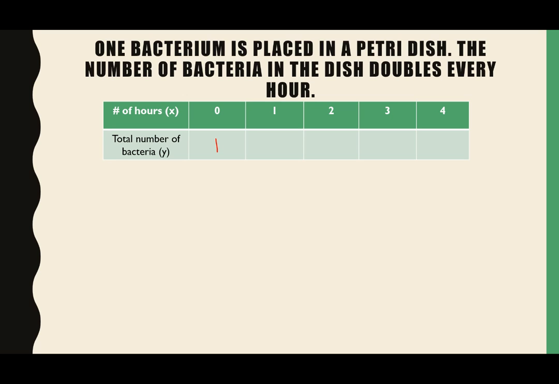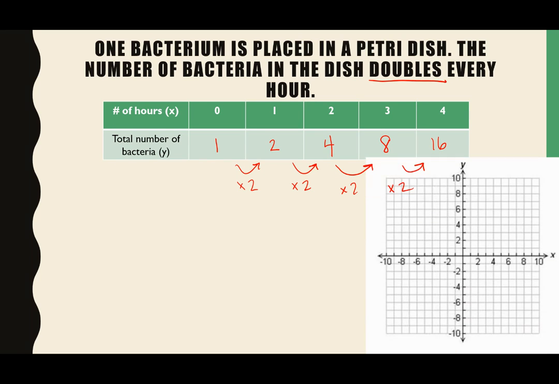Okay, the number of bacteria doubles every hour. So the next hour I would have 2 bacteria. The next hour I would have 4, and then 8, and then 16. So with every increase of 1 hour, I am multiplying by 2 every single time. Okay, and what does that look like on the graph? Well, 0, 1; 1, 2; 2, 4; 3, 8, and then my next value goes off the graph, okay?